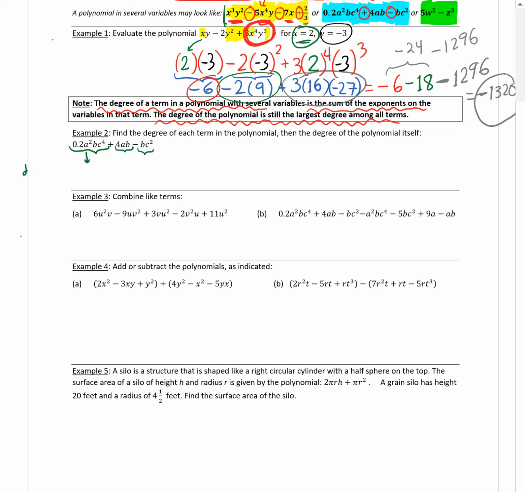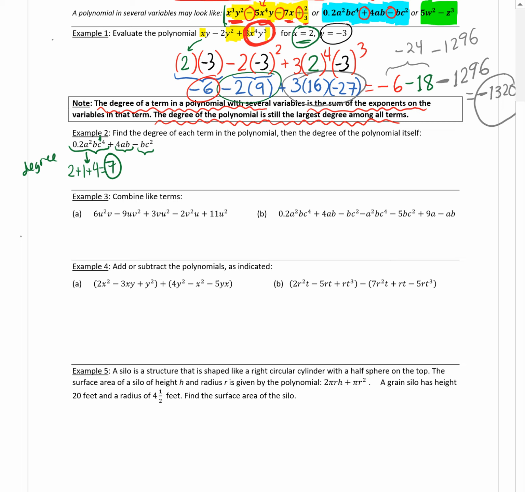This guy's degree. Remember, you're supposed to add the powers. Be careful though, because there's 3 variables there. A has a second power, B has an invisible 1 power, and C has a 4th power. You have to add those together. It's 2 plus 1 plus 4 makes 7, right? So the first term's degree is 7.